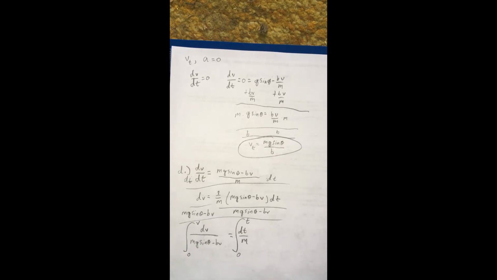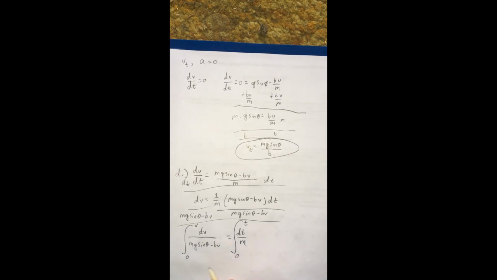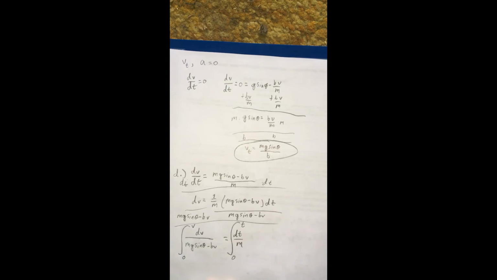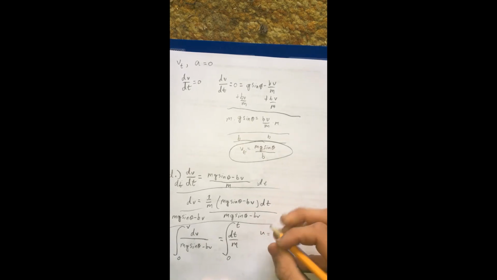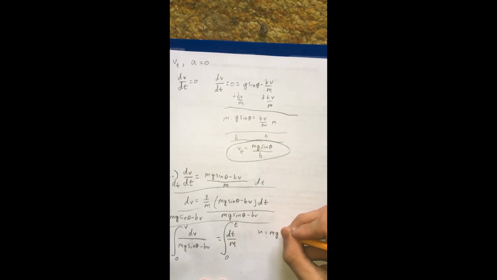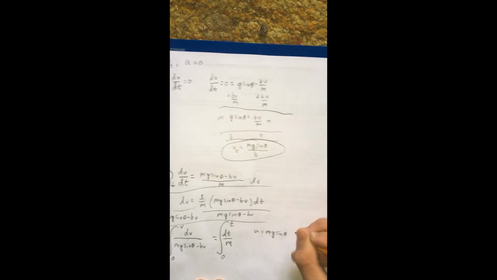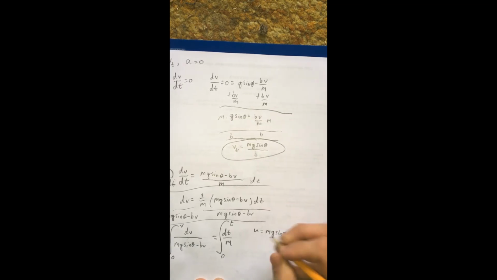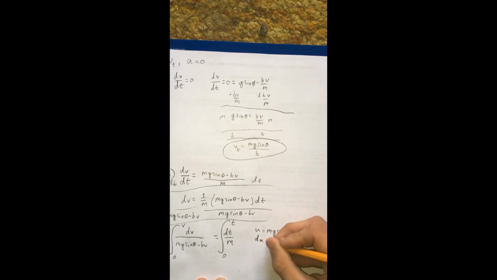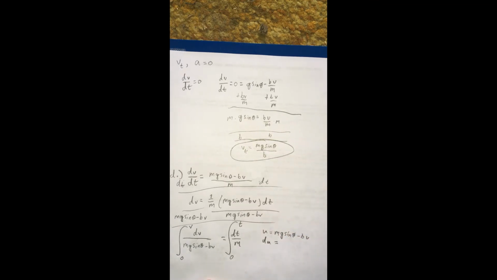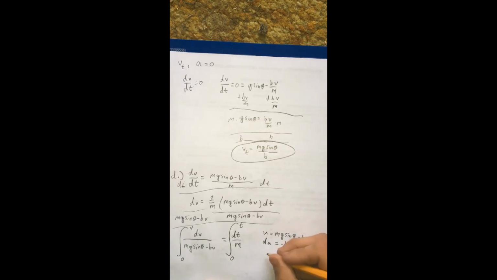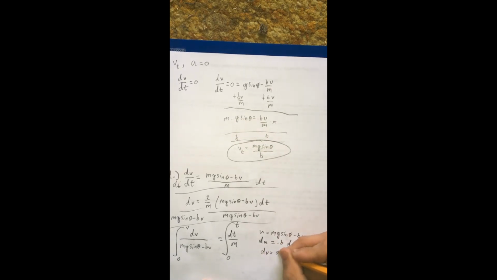So now the first thing I'm going to do here is do a u substitution on the left side. So I'm going to say u is equal to mg sine theta minus bv. du, in that case, is equal to negative b dv, and then dv equals du over negative b.